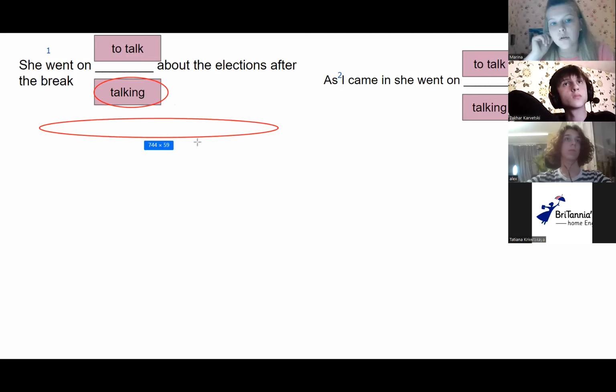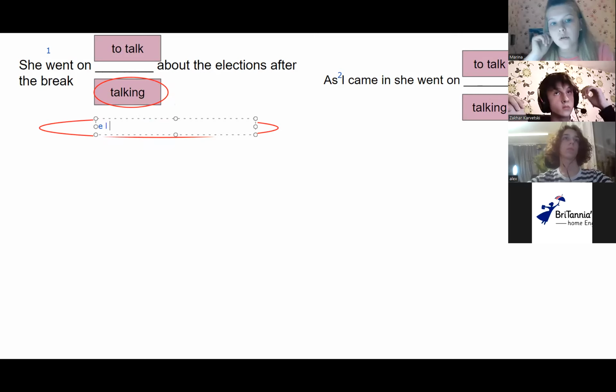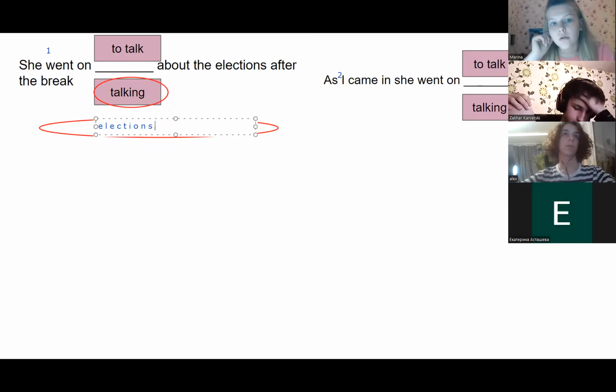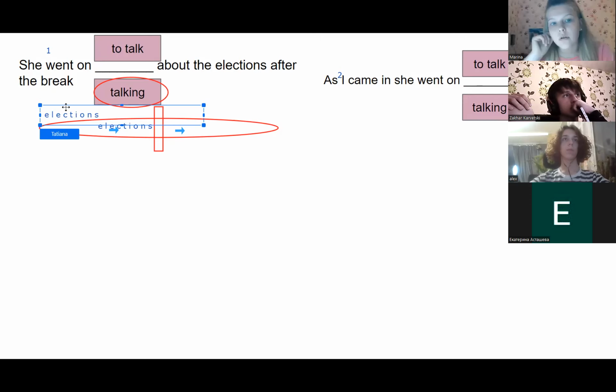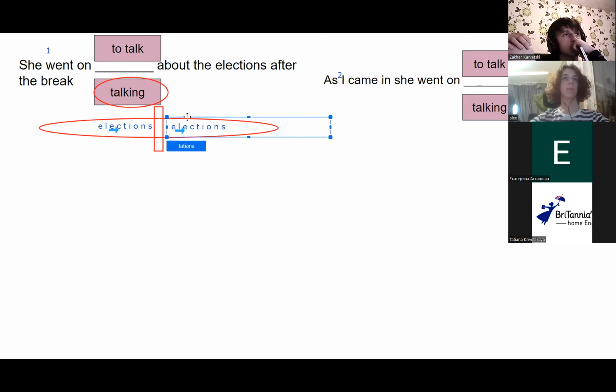So have a look. This is all conversation about elections. So that's all a conversation about elections. This here is a break. Okay. So it means that if before the break you were talking about elections, and after the break you also talk about elections, it means you go on doing something, you go on doing the same thing. So because you did the same thing, talking about the same thing, it's go on doing something.